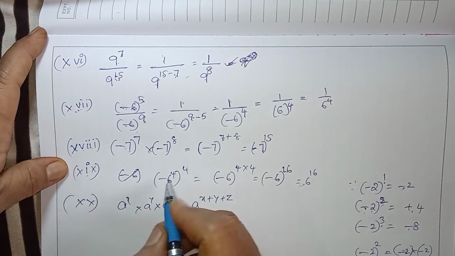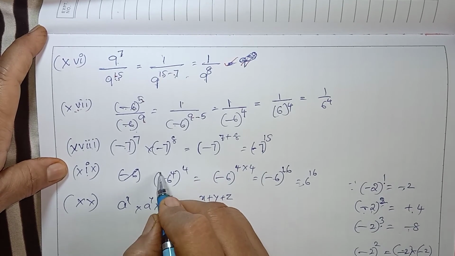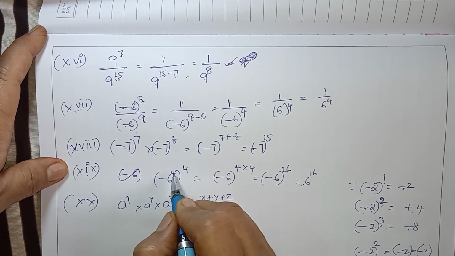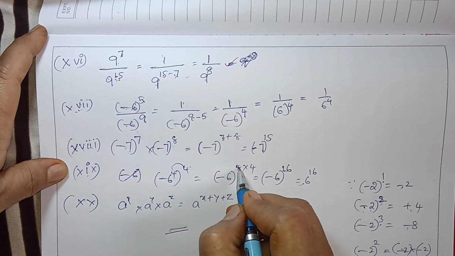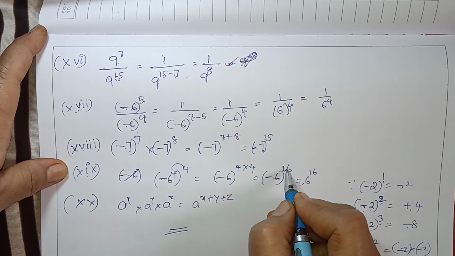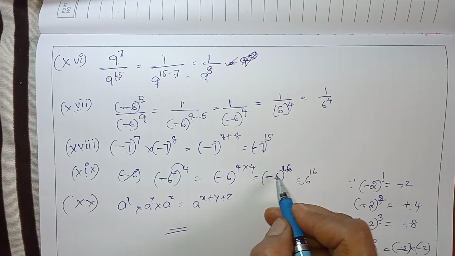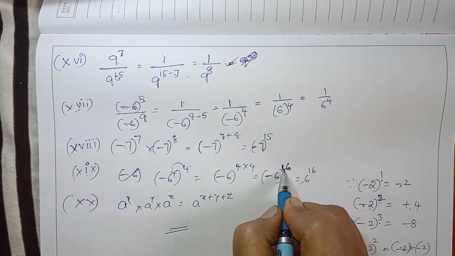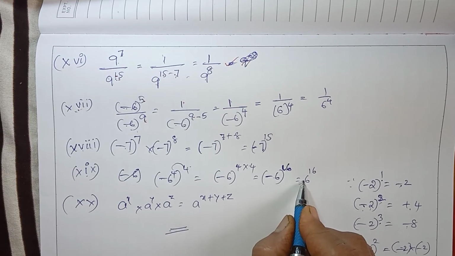19th question: minus 6 to the power 4, the whole to the power 4. Again, don't get confused about the minus. You just multiply the powers. So minus 6 to the power 4 fours are 16. Here again, the negative number's exponent is an even number. So this is again plus 6 to the power of 16.